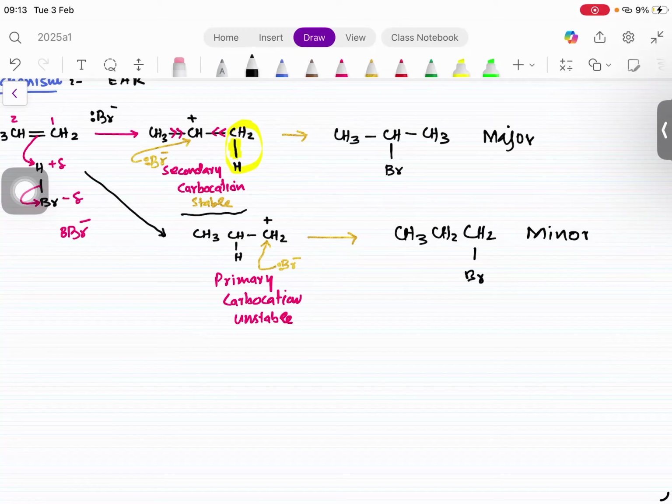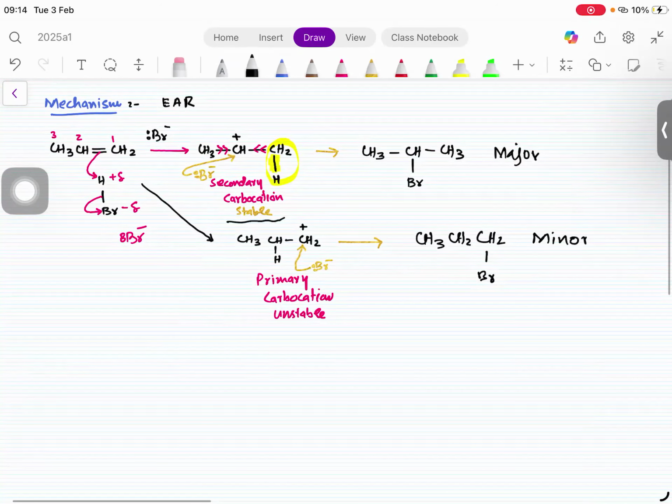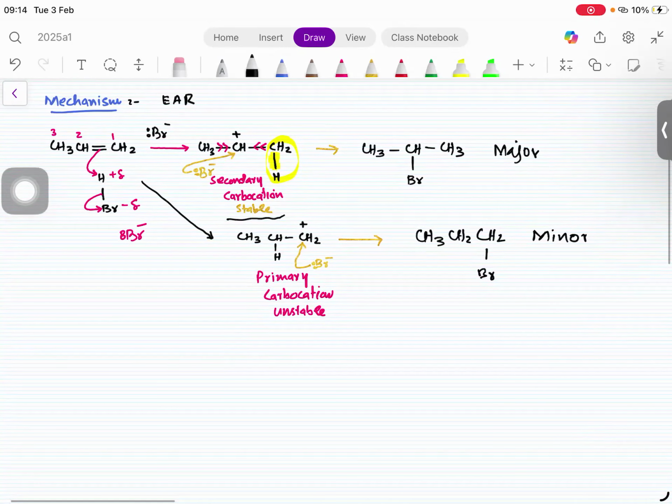No, I told you it attaches on both, but the more amount goes to carbon number 2 and the less amount goes to carbon number 1. I am explaining all of this again. So please, one final thing you will have to write is this. I'll explain it all again.